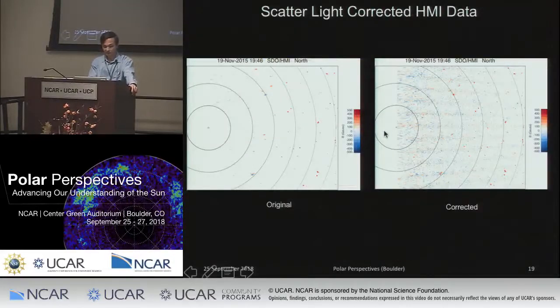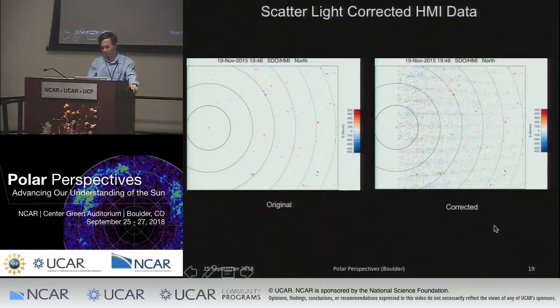And this shows us scatter light corrected HMI data. When I showed these movies at the Hinode 12 meeting, Amy Norton approached me suggesting that I should use a better HMI product, using a better scatter light correction with a point spread function. But it turned out that there are some artificial noise and some artificial patterns which should be sorted out.